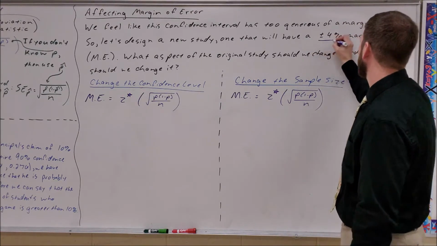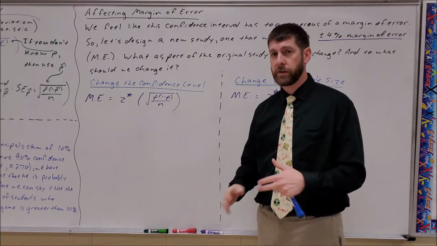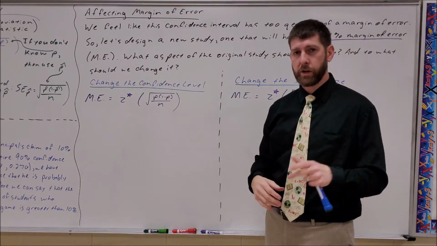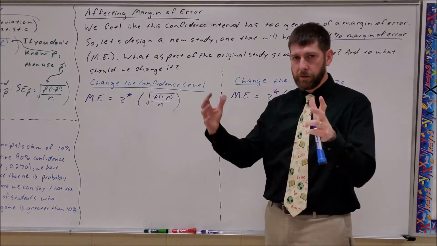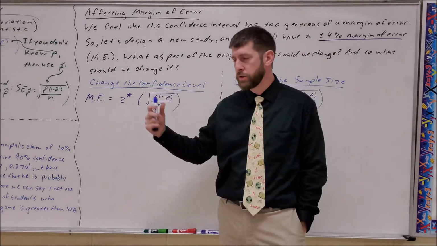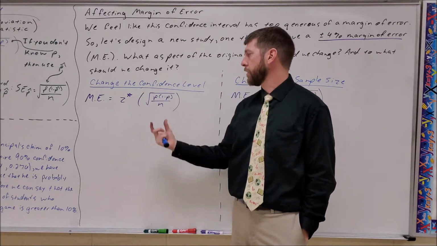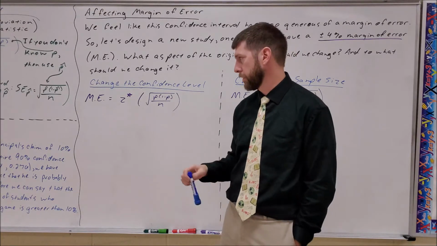So we want to get margin of error down to, say, plus or minus 4%. So instead of having a 15% overall spread from 12.5% to 27.5%, maybe we can get it down to like an 8% overall spread. So margin of error has two components: critical value and standard deviation of the statistic. We have a say in how both of those are calculated.